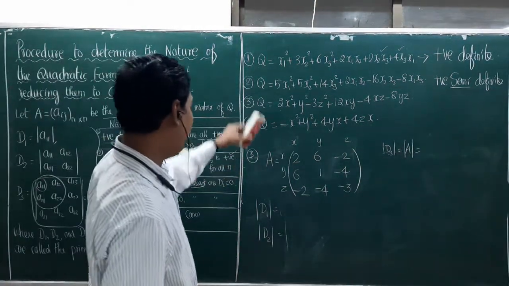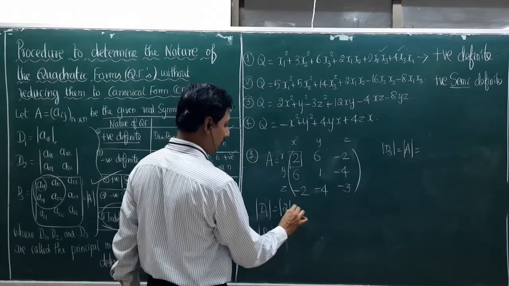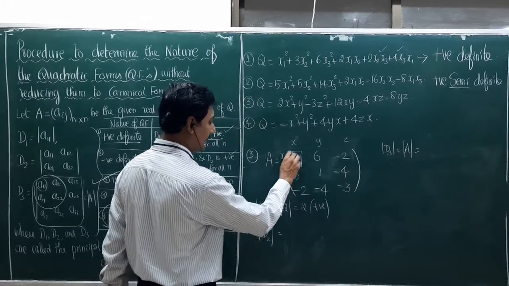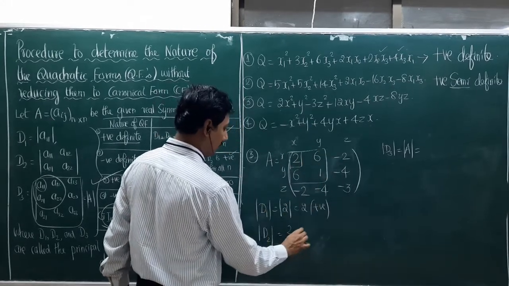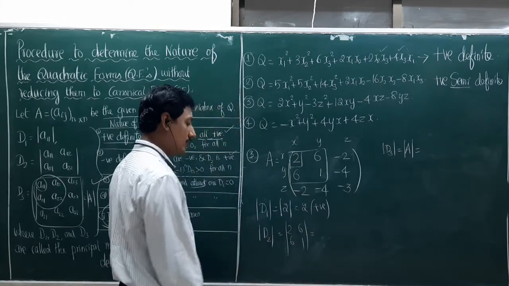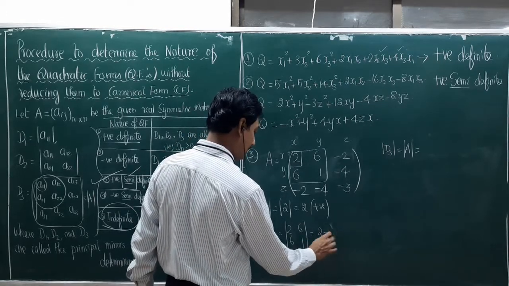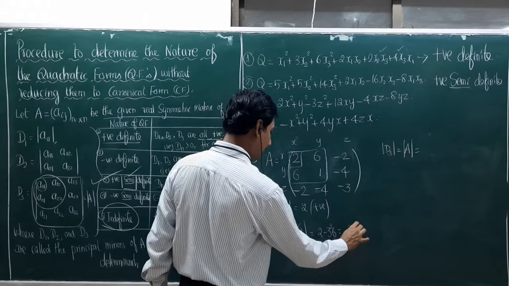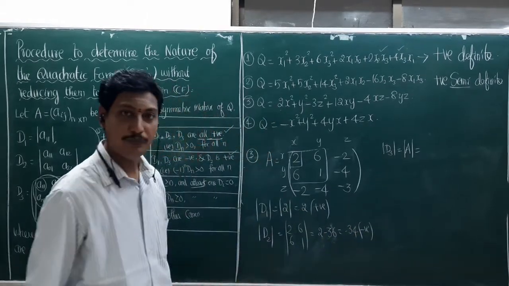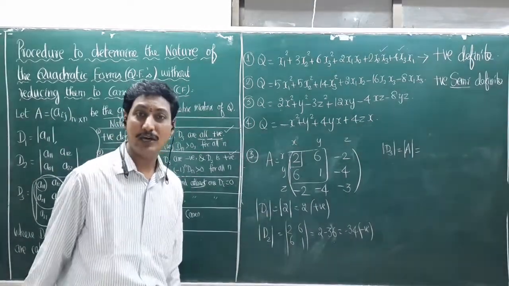Now find out the D1. D1 is the first leading diagonal element. It is 2. It is a positive one. What about D2? D2 is, let us extend this up to the second diagonal, so 2, 6, 6, 1. So it is 2 minus 12, 6, 36, yes. 2 minus 36 is equal to minus 34. So this comes negative. So one is positive, one is negative.